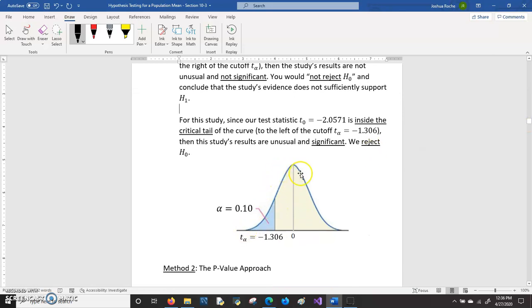And in effect, that would mean that your study's evidence is not supporting the alternative hypothesis. So here is the curve. Our test statistic was negative 2.0571, and that is inside the tail. That's somewhere way inside here. So it is inside that critical tail. That means that the results of our study are unusual and significant, and for that reason we can reject the null hypothesis.